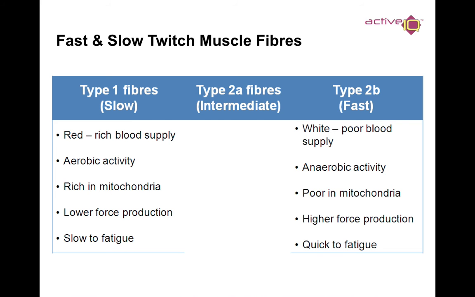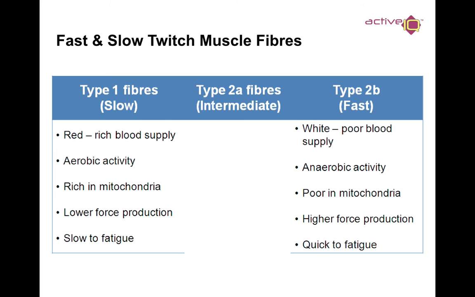Moving on, the other end of the spectrum is your type 2B fast twitch fibers. They have a poor blood supply because they're working anaerobically, but they're very explosive. They have a very explosive power. So sprinters, or anyone doing a high jump or long jump where you want that explosive muscle force production, are going to want predominantly fast twitch type 2 muscle fibers. They're quick to fatigue though. That's one of the major drawbacks.